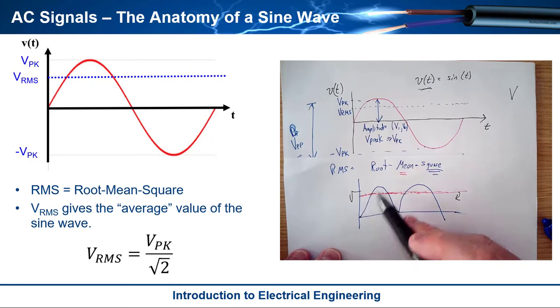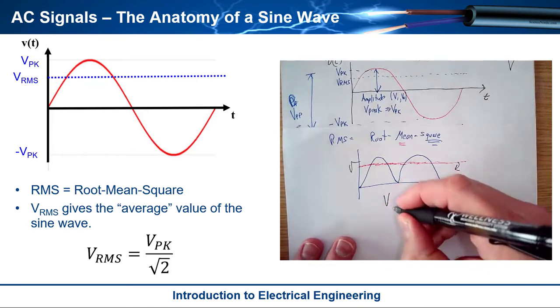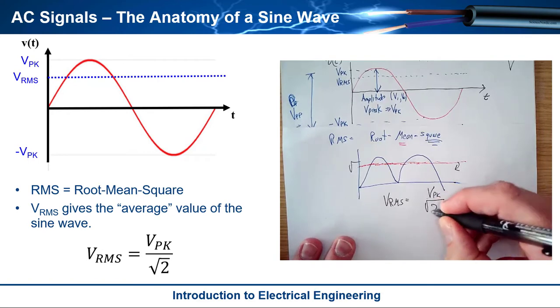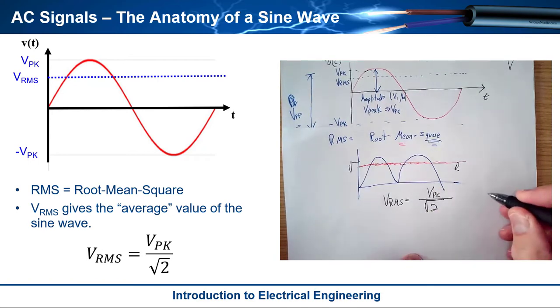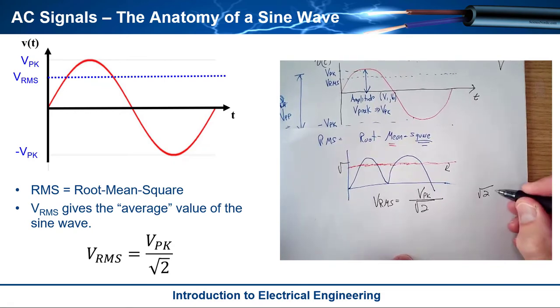So if you had that graphically, you could plot this out and you could actually do all this mathematically. But it turns out that VRMS can also be found by taking V peak and dividing it by the square root of 2. Okay, and the square root of 2, you'll find this a lot in electrical engineering and scientific math. Square root of 2 is like 1.41, and if you take 1 over the square root of 2, that comes out to be 0.7, 7 something.